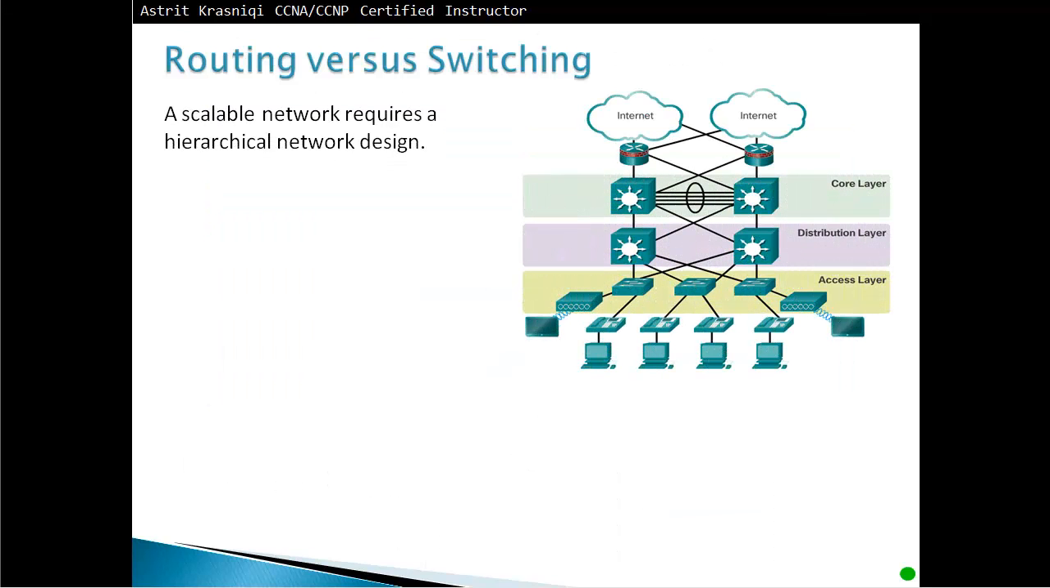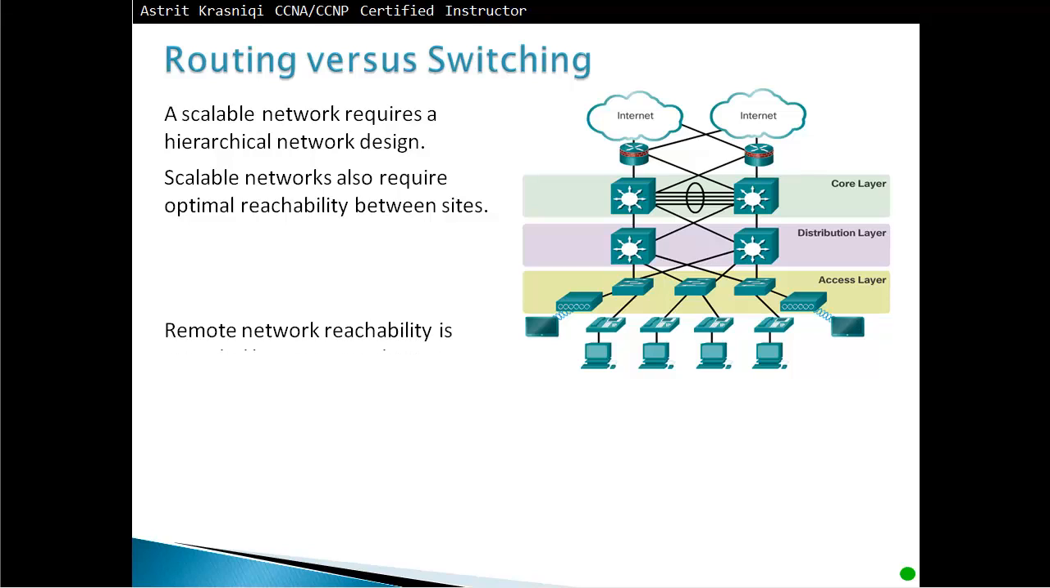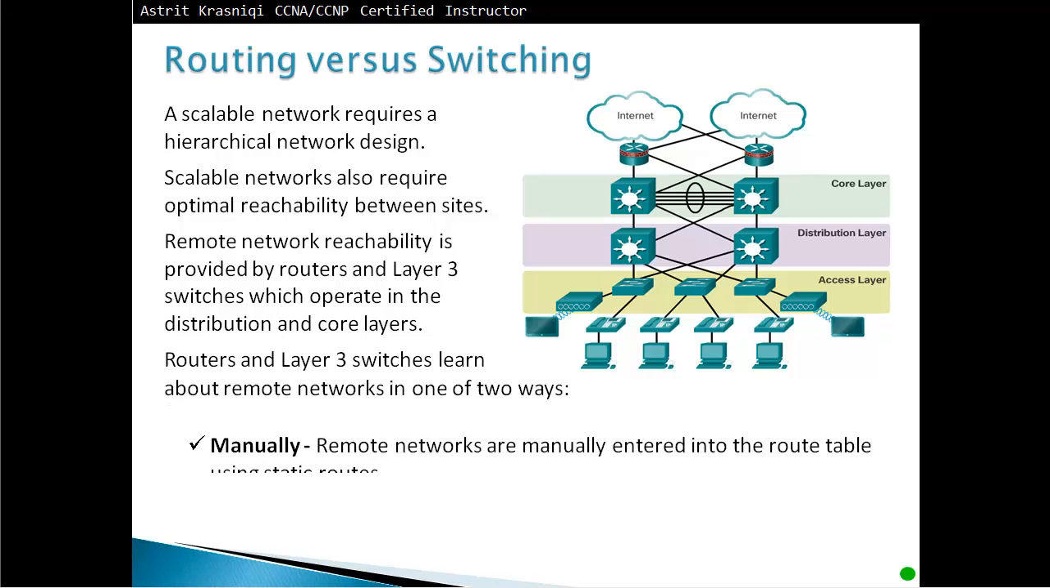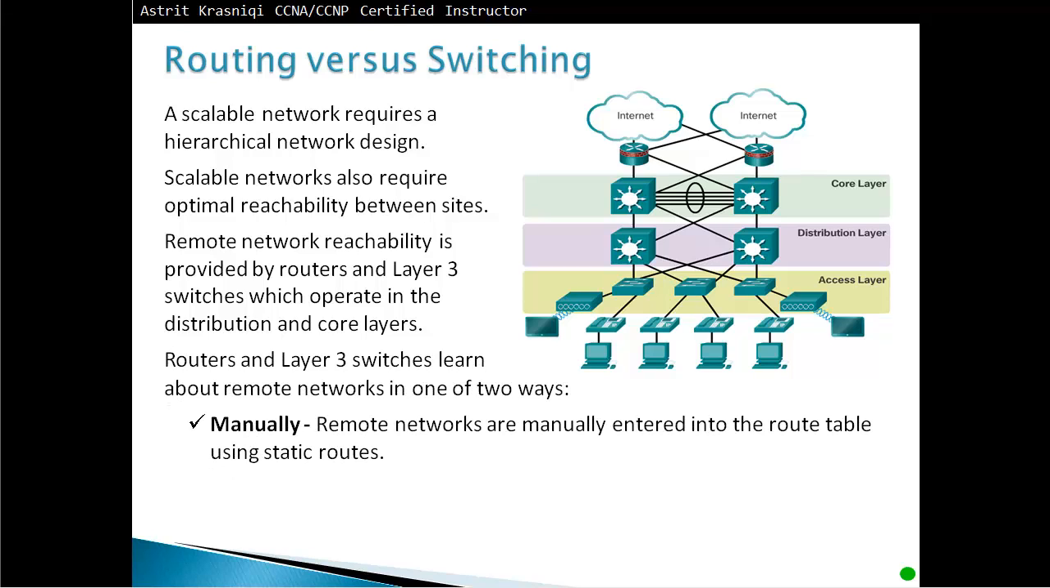Routing versus switching. A scalable network requires hierarchical network design. Scalable networks also require optimal reachability between sites. Remote network reachability is provided by routers and layer 3 switches, which operate in the distribution and core layer. Routers and layer 3 switches learn about remote networks in one of two ways.